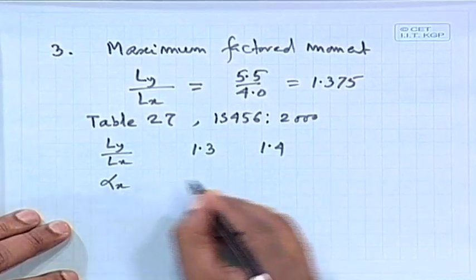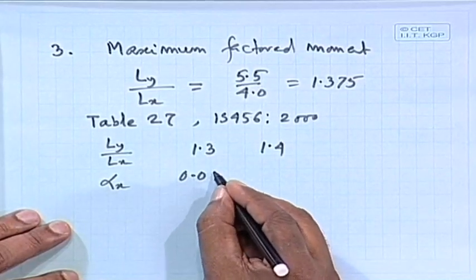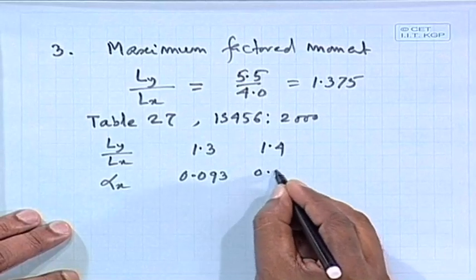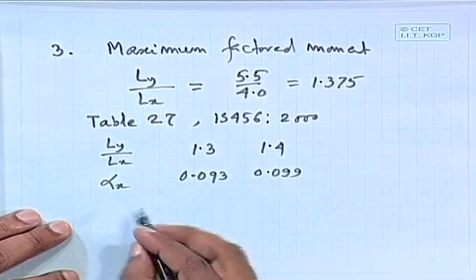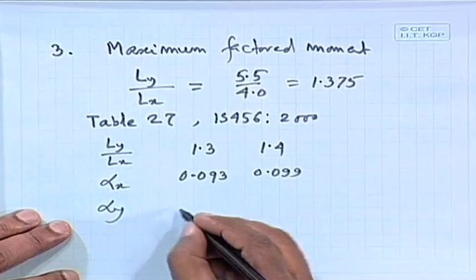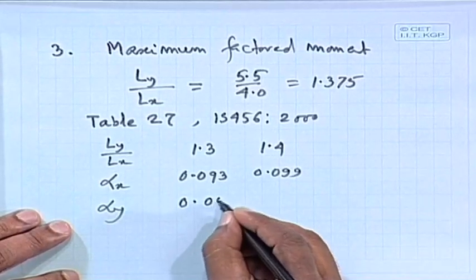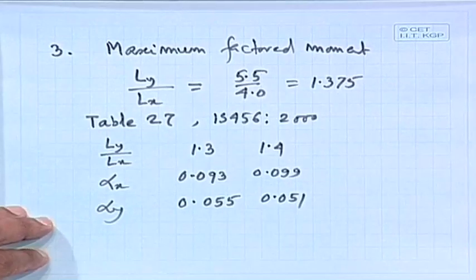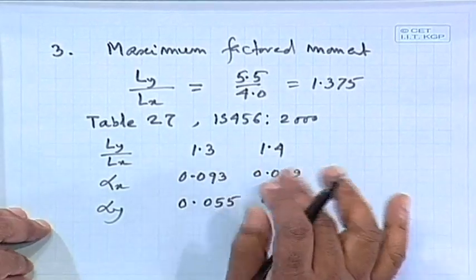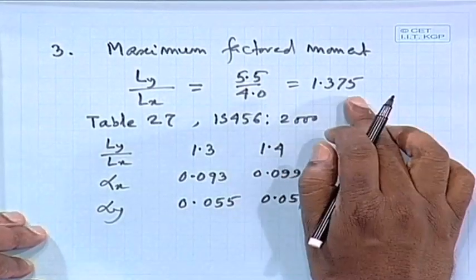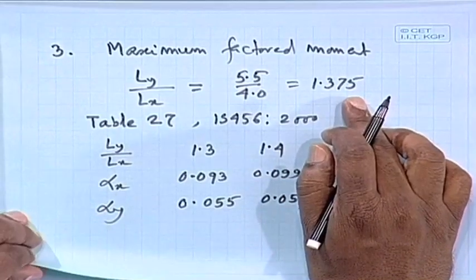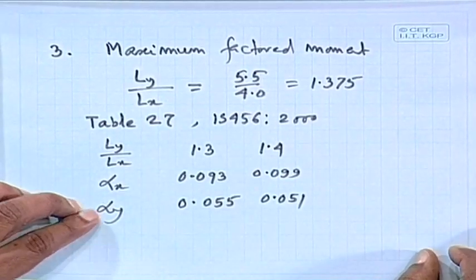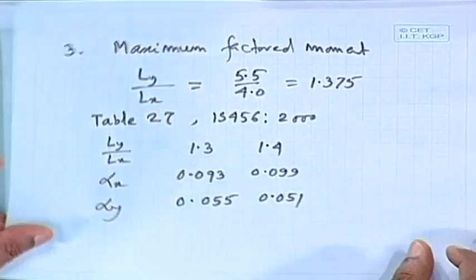So, alpha x is given as 0.093 and 0.099, and alpha y as 0.055 and 0.051. I am taking only that interval, 1.3 to 1.4, because 1.375 lies between them. So, we can calculate alpha x and alpha y from these values. Let us calculate that.